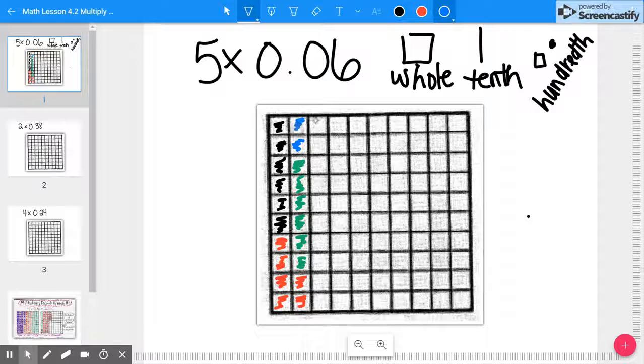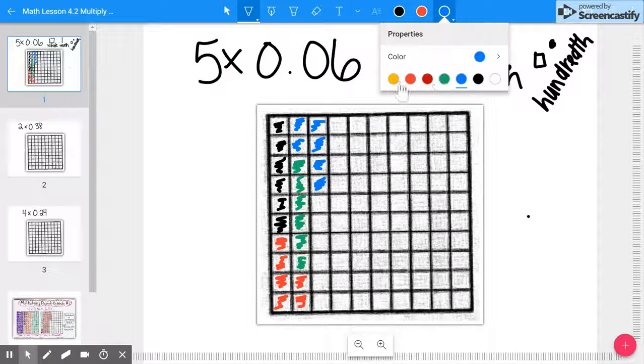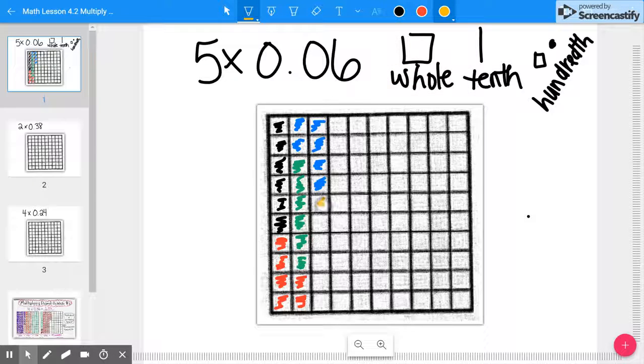100th, 200th, 300th, 400th, 500th, 600th. Now we need to switch to a new color. Let's use yellow. 100th, 200th, 300th, 400th, 500th, 600th. Now to find my answer, I need to make sure that I have 5 groups of 600ths. So I should have 5 different colors here: 1, 2, 3, 4, 5. So to find my answer, now I need to count them all.